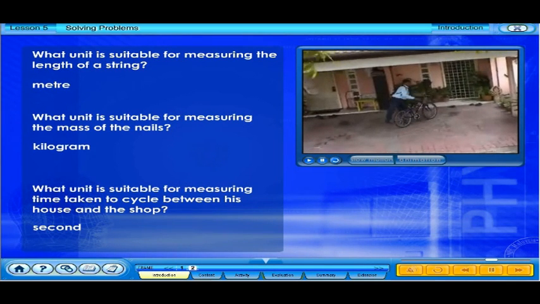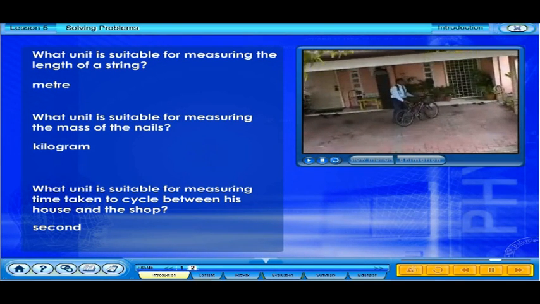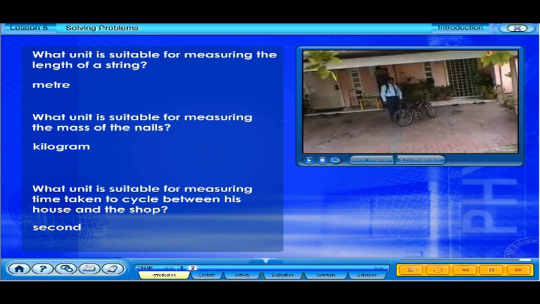We use SI units of measurement in our daily lives. SI units such as meter, kilogram, and seconds are used to measure length, mass, and time respectively. Sometimes we need to convert one unit of measurement to another.